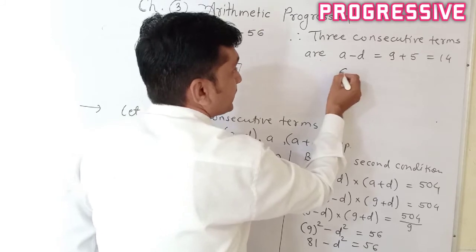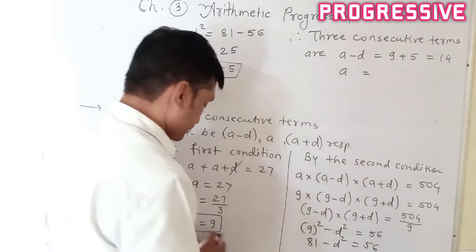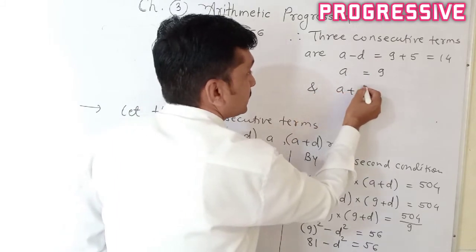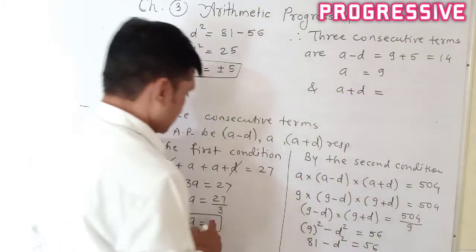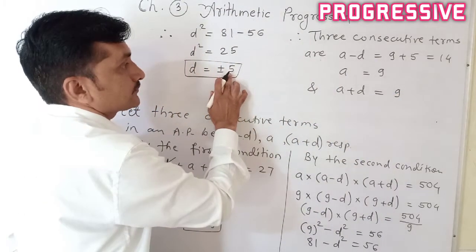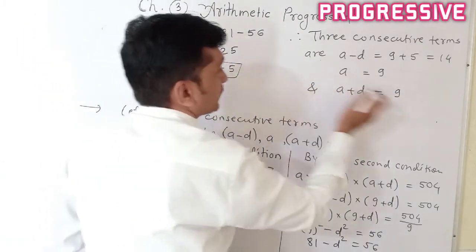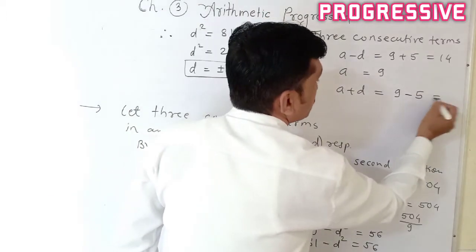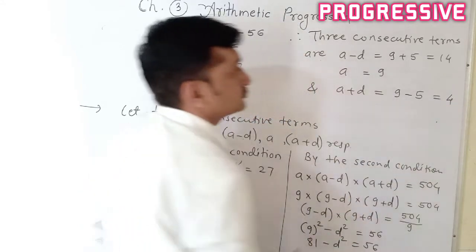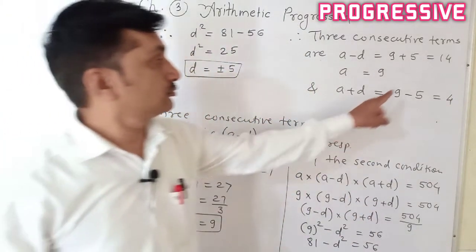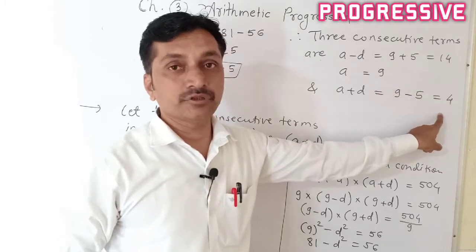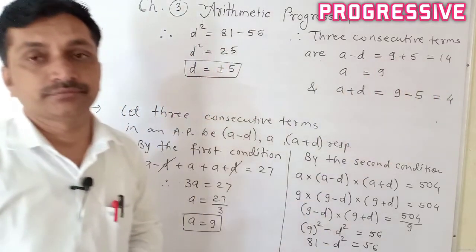After that a is equal to 9, and a plus d is equal to 9 minus 5 is equal to 4. Now which are three consecutive terms? 14, 9, 4. These are three consecutive terms.